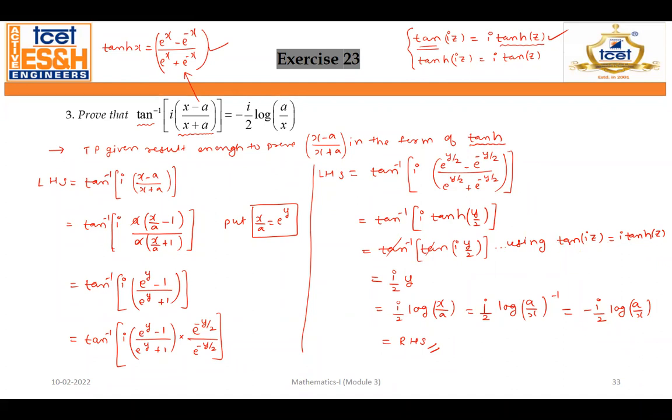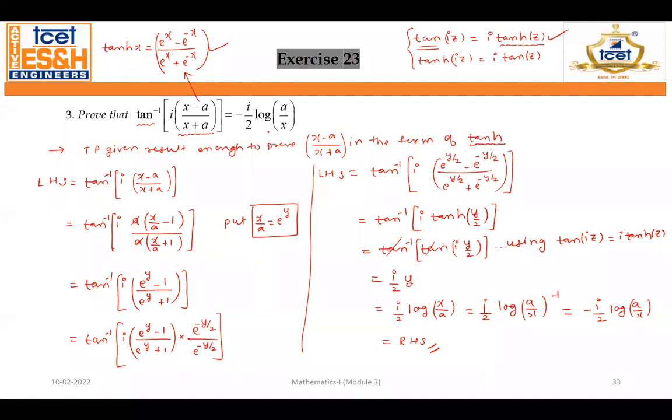I used this relation between trigonometric and hyperbolic functions, but I used this relation in the reverse order. So when I use this relation in the reverse order, I get tan of i times y by 2. Now tan inverse and tan cancel, and we get i by 2 times y. What was the assumption? e raised to y was x by a. So what will be the value of y? Log x by a. So that is i by 2 times log x by a.